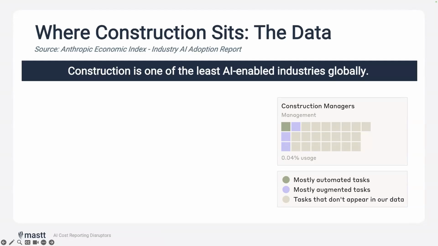And that headline number beneath it, if you're able to read, says it all. Construction managers represent just 0.04% of total AI use across Anthropic. So seriously alarming numbers, I suppose, but also exciting. And we'll get into that shortly.